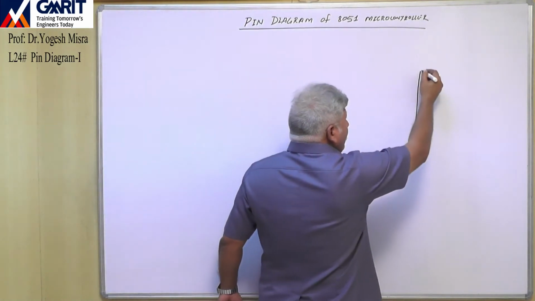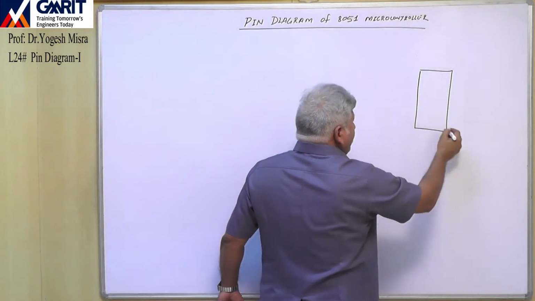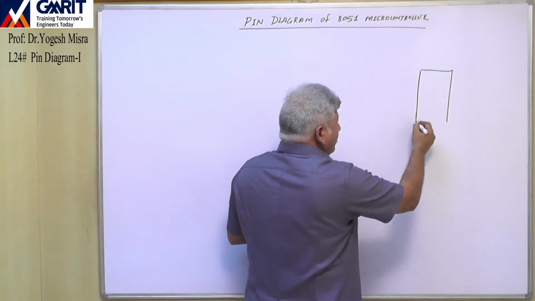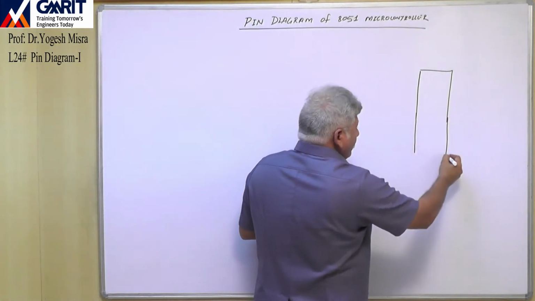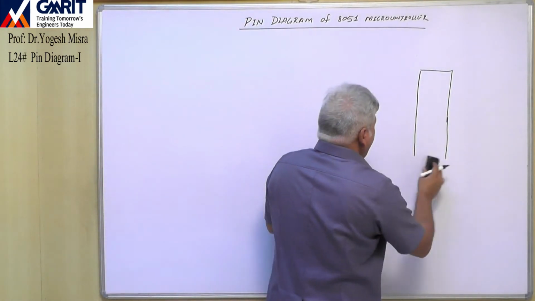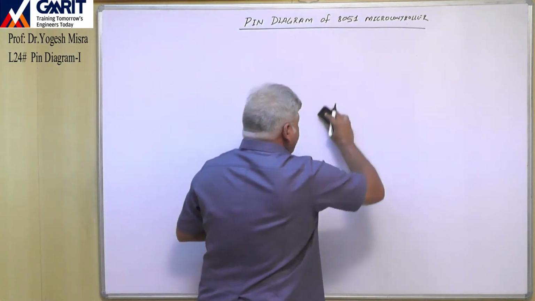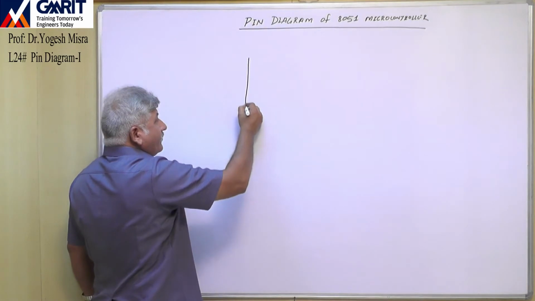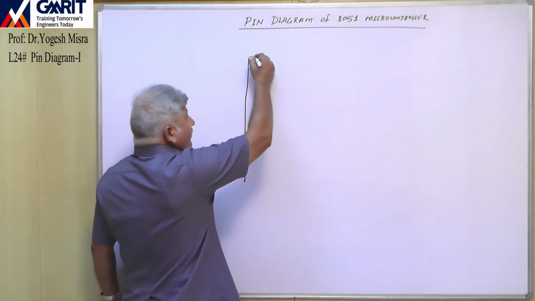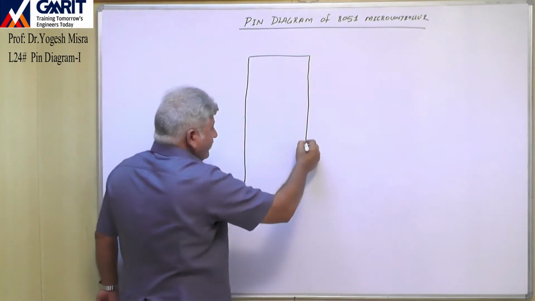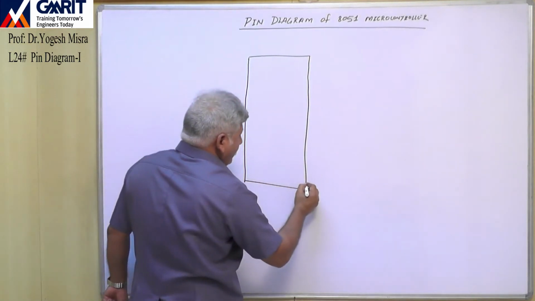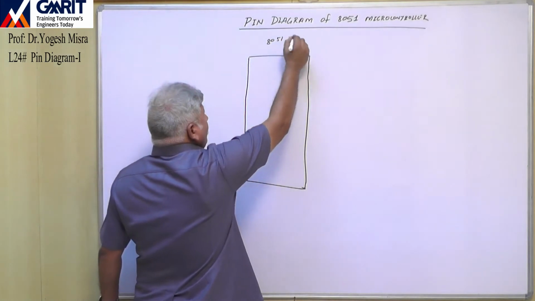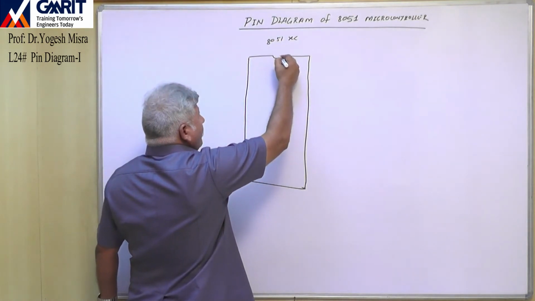This is a microcontroller, 8051. Or we will draw it here, somewhat bigger in size. So this is our 8051 microcontroller. We will draw the notch also.